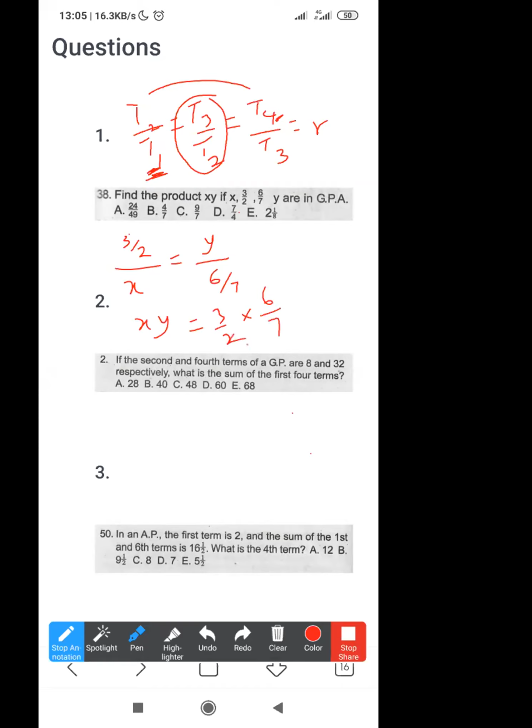So 2 here 1, 2 here 3. 3 times 3, 9/7. So my right option is C. My right option is C. I hope it's clear, Abby.